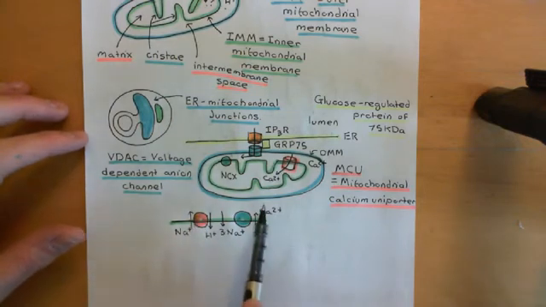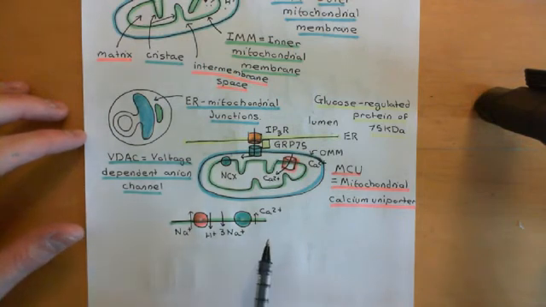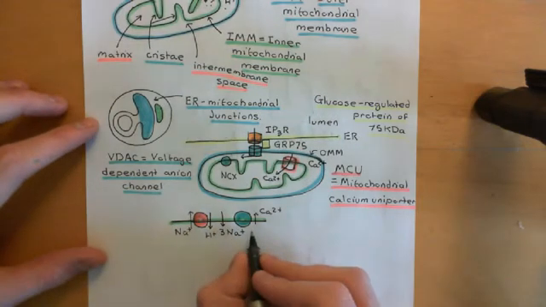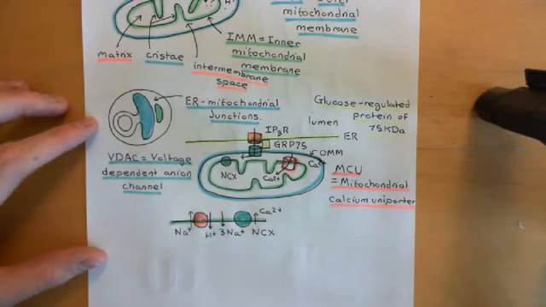Because now sodium is going to build up in the intermembrane space and it will go down in the matrix, and this is why we can then allow sodium to come back into the matrix via our sodium-calcium exchanger here. And we can use that to extrude the calcium.